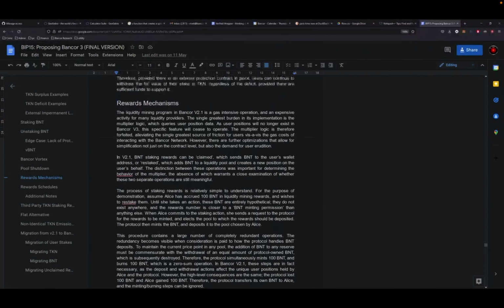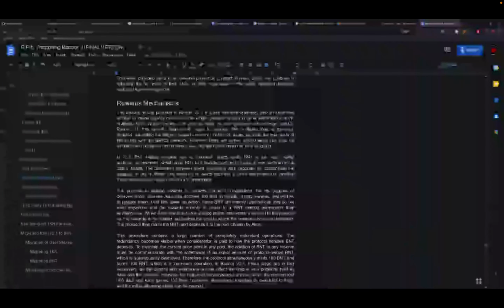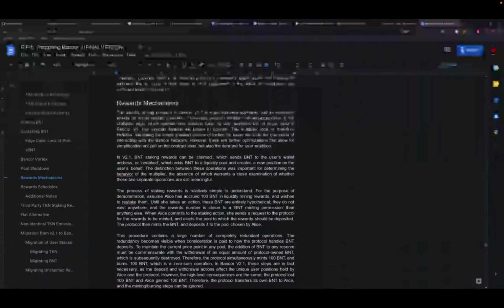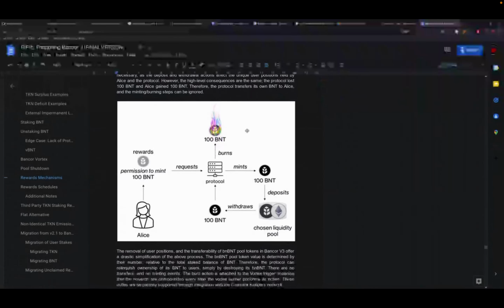We know that Crown, for example, is using the auto compounding rewards program, and Arable are both using this feature. So it's still alive and well, and definitely worth knowing about. The section in BIP 15 is just entitled rewards mechanisms, and you can still access this via the discourse on governance.